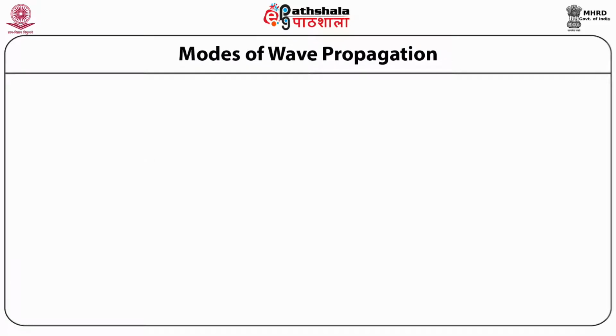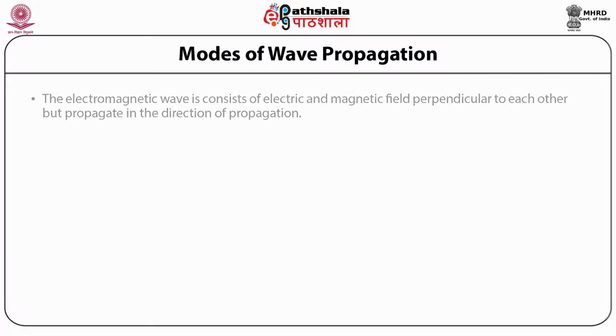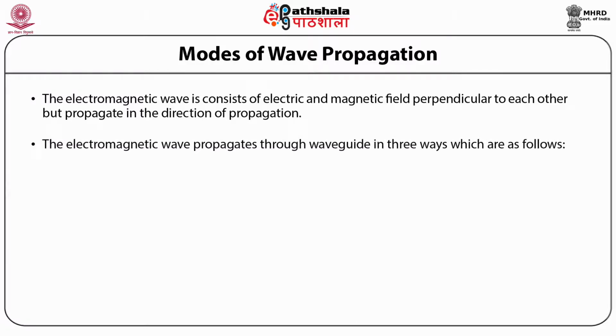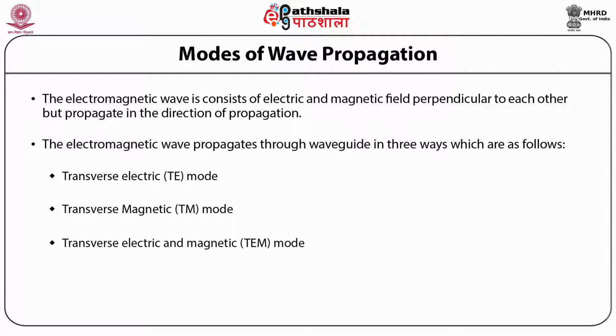Now comes the mode of wave propagation. The electromagnetic wave consists of electric and magnetic fields perpendicular to each other, which propagate in the direction of propagation. The electromagnetic wave propagates through the waveguide in three ways. The first is the transverse electric mode, that is TE mode. The second is the transverse magnetic mode, that is TM mode. And the third is the transverse electric and magnetic mode, that is TEM mode.